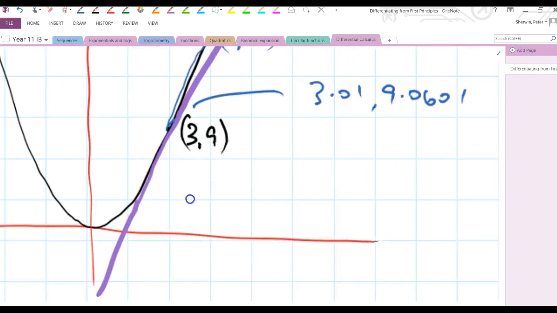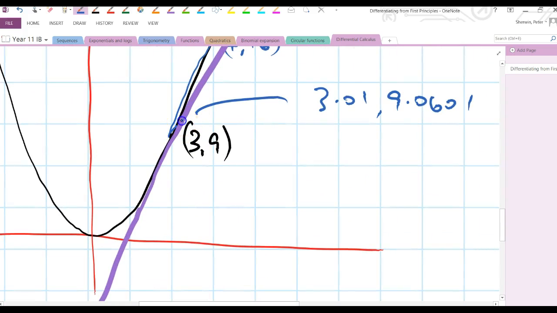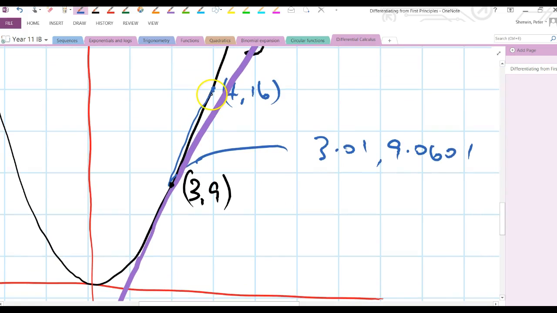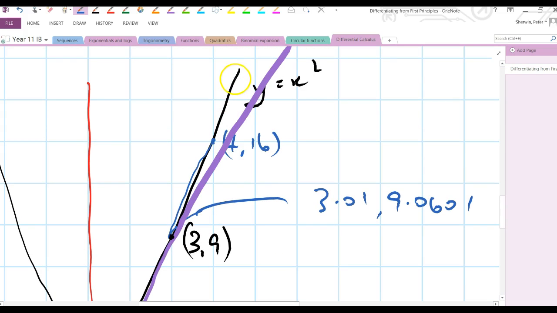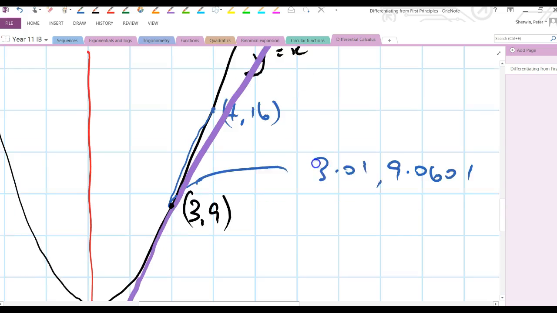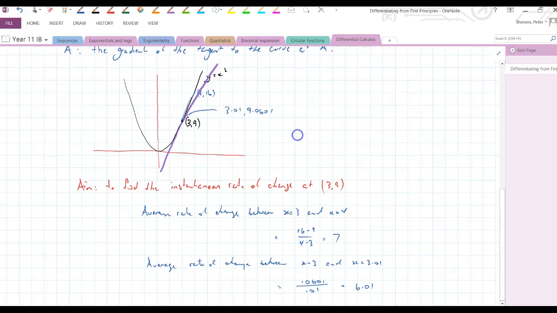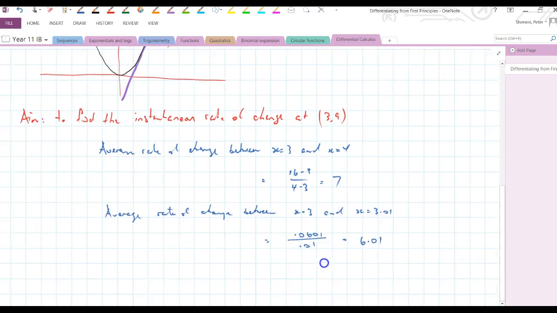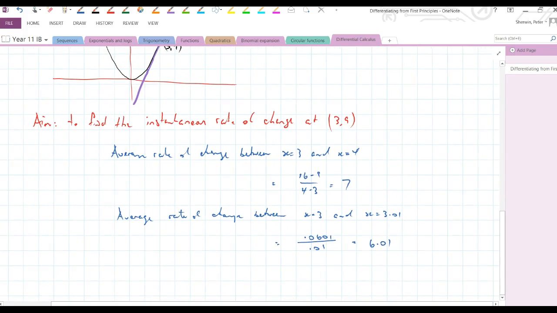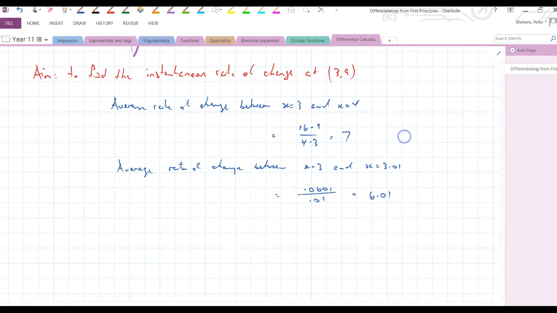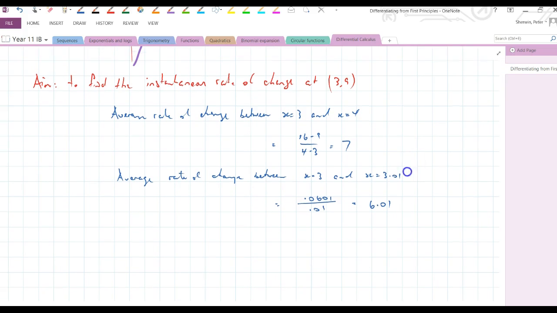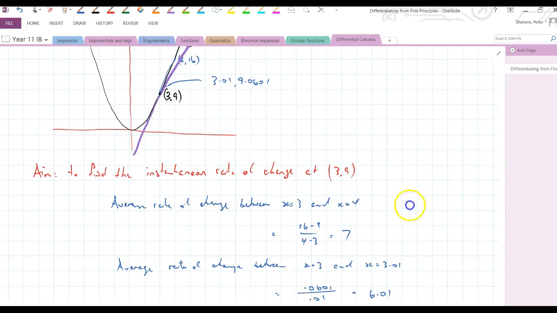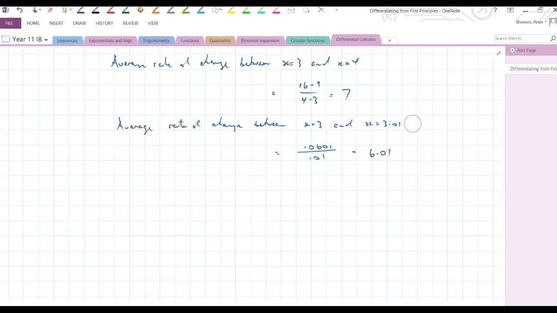Now, do you think our average rate of change between 3 and 3.01 is closer? And of course it is. The further this gets out, the further we're going to get away from our purple tangent. So that's better. It's certainly an improvement, but it's still an average rate of change. It's still only an approximation to our instantaneous rate of change at 3. So what we're doing now is we're sort of working in closer, aren't we? Working in closer. Right, now let's see if we can improve this again.